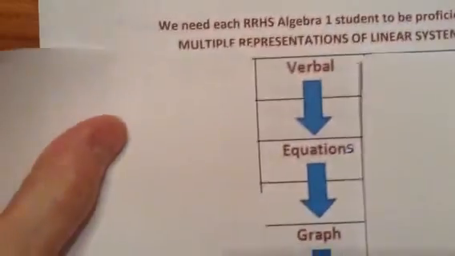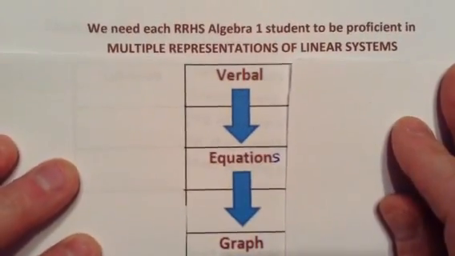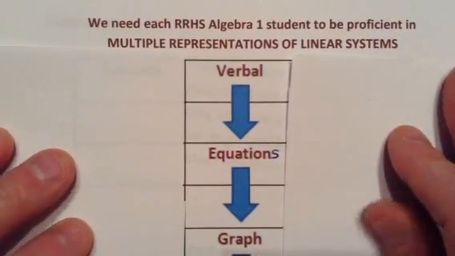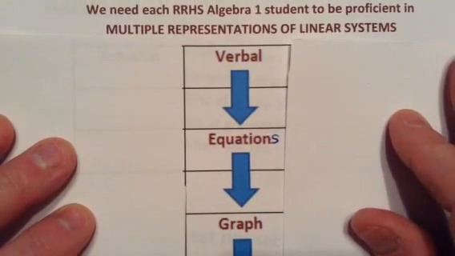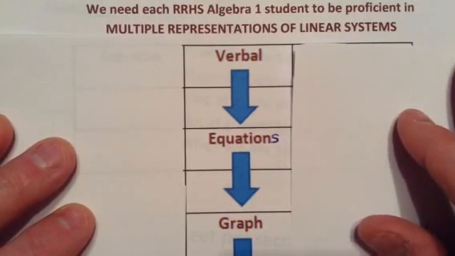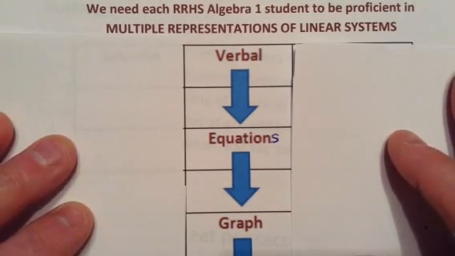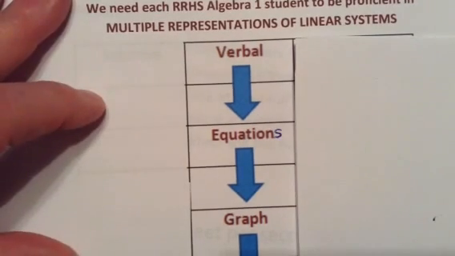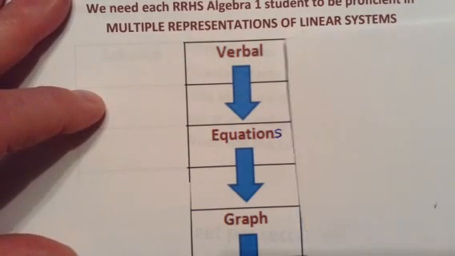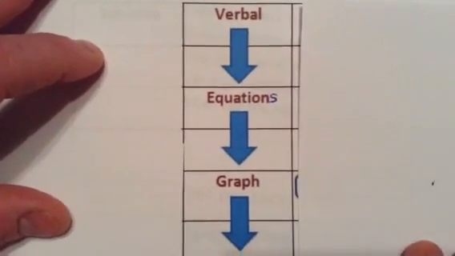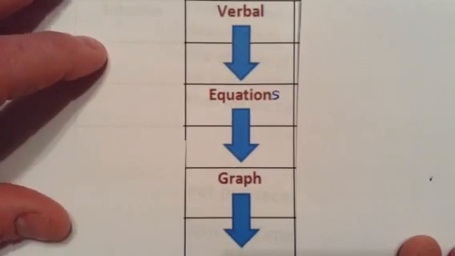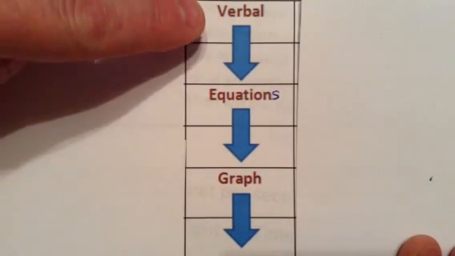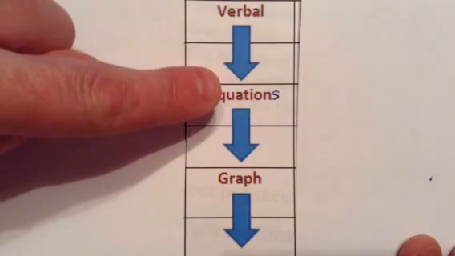So as we take a look at the next thing, as algebra teachers, we need each Round Rock Algebra 1 student to be proficient in multiple representations of linear systems. So I kind of made a little flow chart here. I'm probably going to flow off of the screen, but we'll make it work. So let me come up here. We need you guys and gals to go from a word problem into equations.